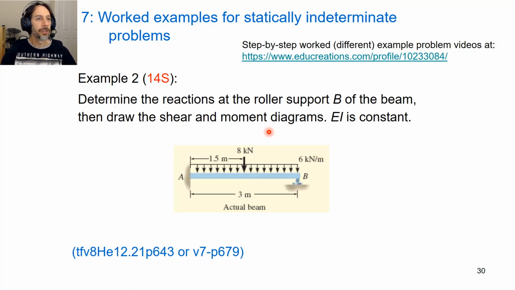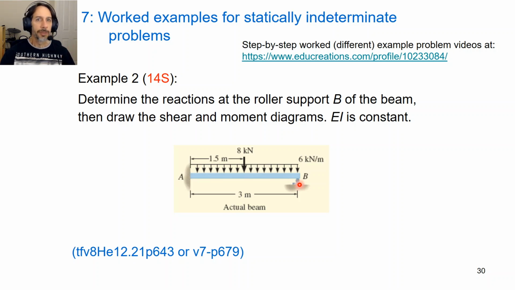All right, so let's get into this example. This is just putting numbers essentially to that first generic case that I showed at the start of this video lecture. We have a fixed support here for this beam on the left hand side and a redundant support on the right hand side.